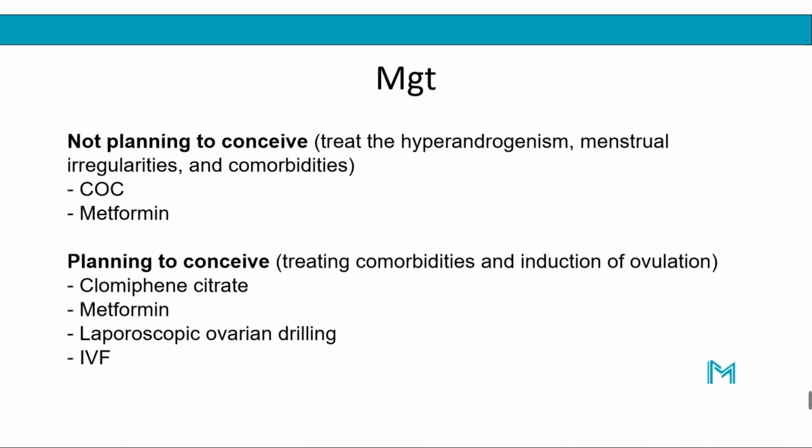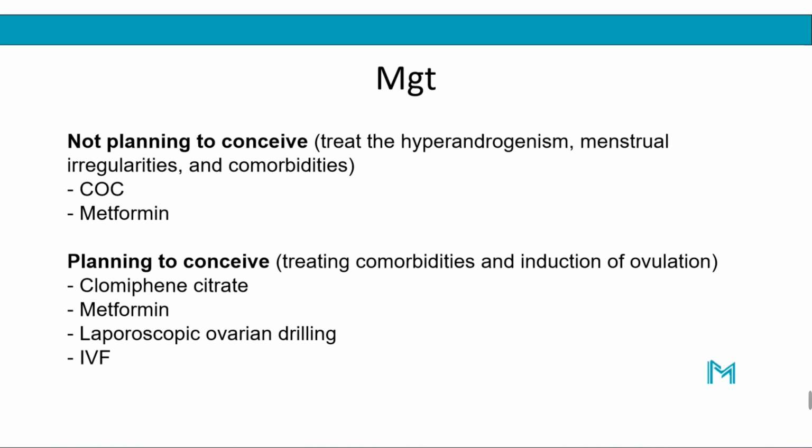And so combined oral contraceptives are the first line treatment for patients who do not intend to conceive and have PCOS. It also has the added benefit of reducing the risk of developing endometrial hyperplasia and subsequent endometrial carcinomas. The acne is well controlled, and all the other features of hyperandrogenism are also controlled.